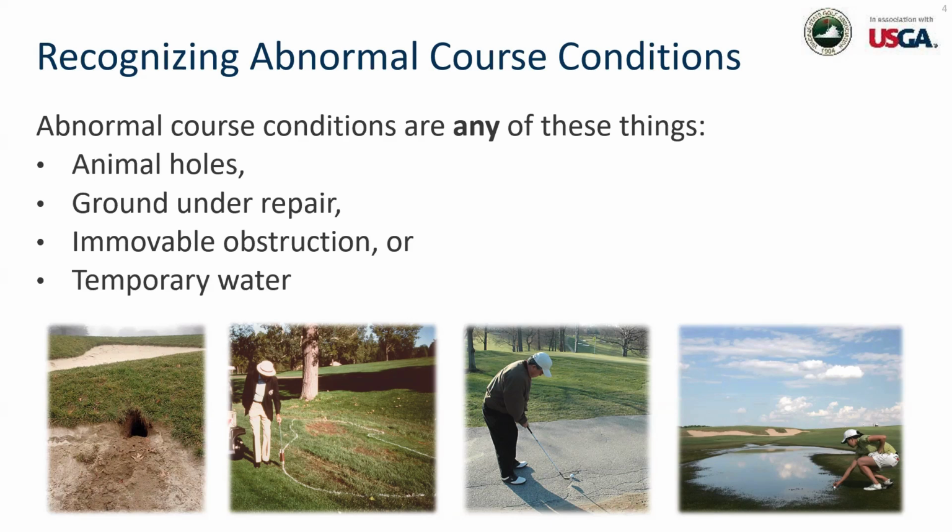Our next type of abnormal course condition is immovable obstructions. So these are any artificial things that are not meant to be part of the challenge of playing the game of golf. So typically we see these as cart paths or surfaced paths throughout the golf course.